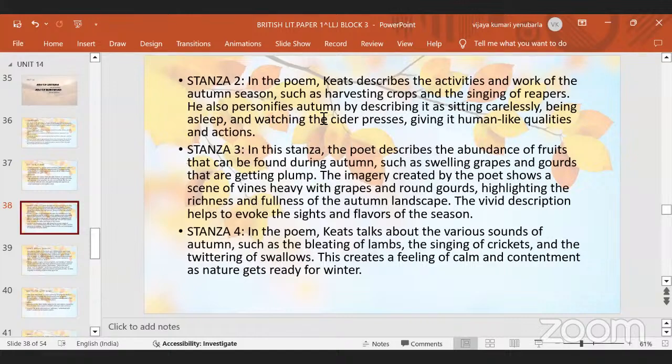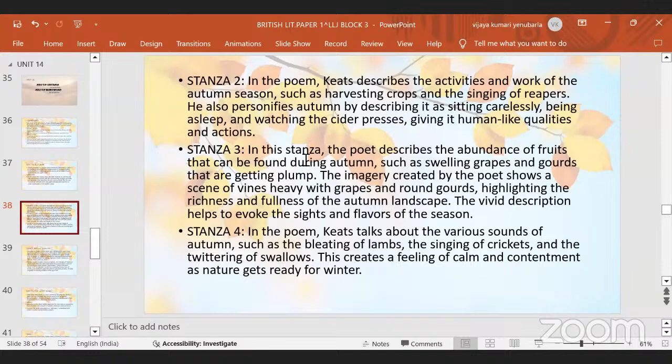He also personifies autumn by describing it as sitting carelessly, being asleep, and watching the cider presses, giving it human-like qualities. So now autumn is a person. It is enjoying, sitting carelessly like a child, and sometimes it is sleeping, then getting up, which means the climate has been changing. It watches the cider presses where you put all the apples and take the juice, and it is talking about the work which is being done in the autumn season.